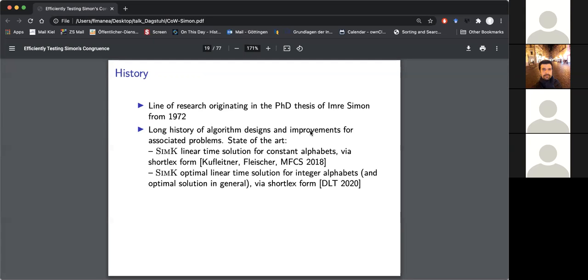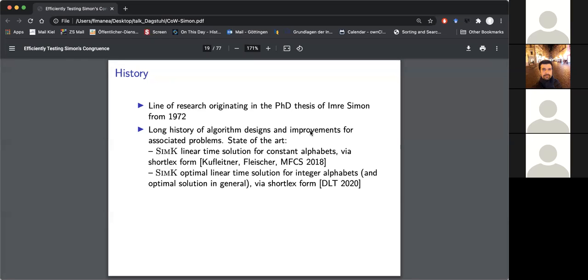And already in that thesis, I think that basically the question of whether max SimK and SimK can be solved in linear time, or as fast as possible, was asked. So the algorithmic problem of solving these two efficiently was posed. There was a long history of algorithm designs and improvements for both these problems and related problems.